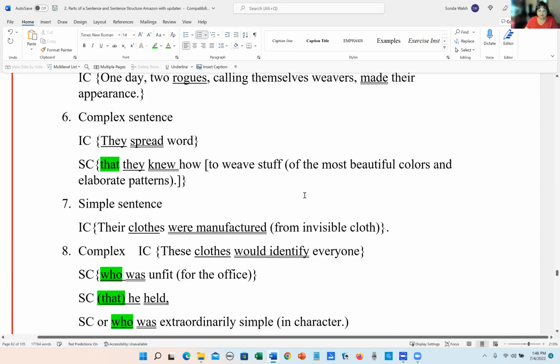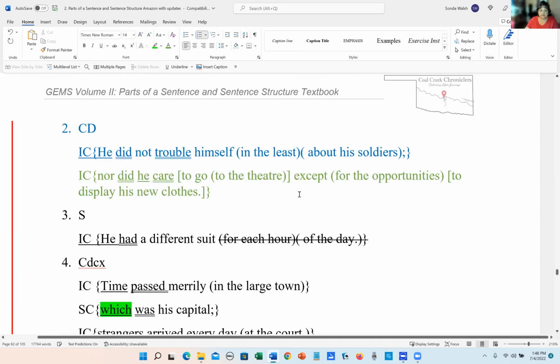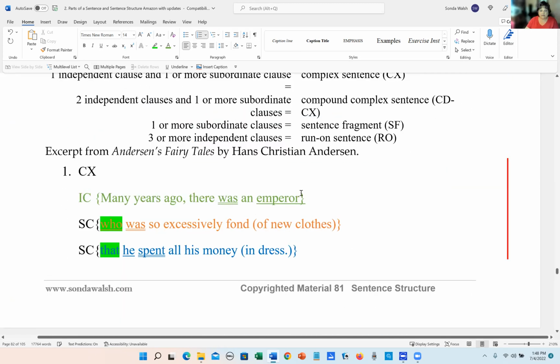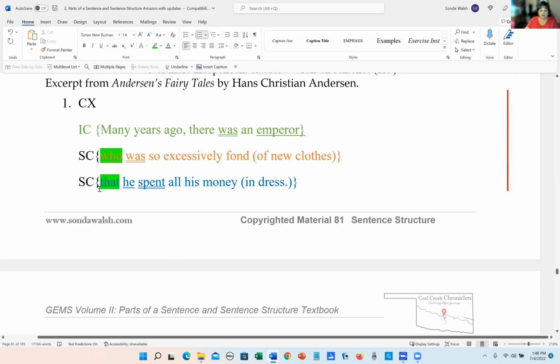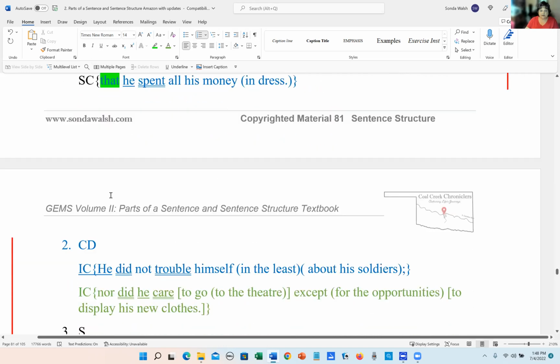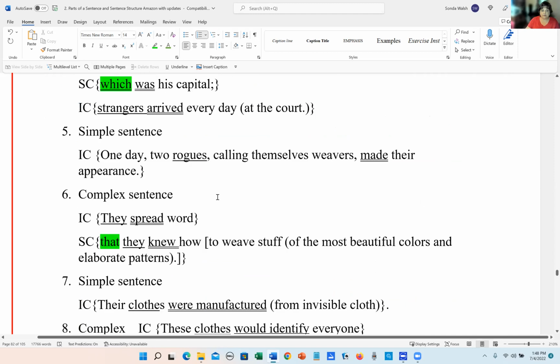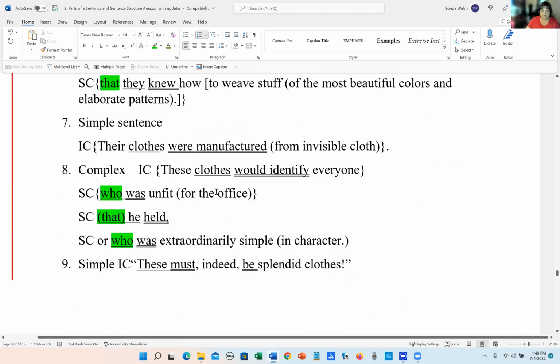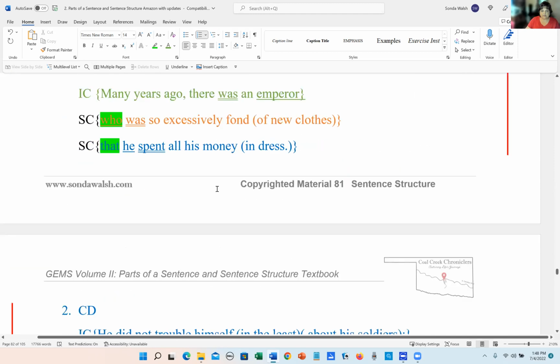Okay, count up the number you have correct. You can determine how you want to figure that out. You can do it by clause, you can do it by sentence, you can do it by every marking that we make. It's up to you. And hopefully this is something that you're catching on to.